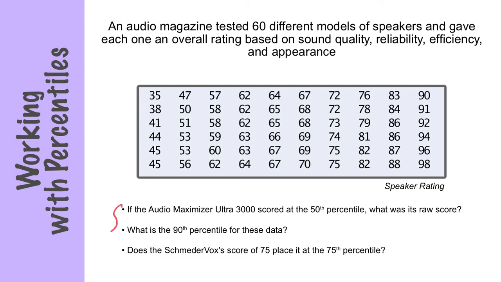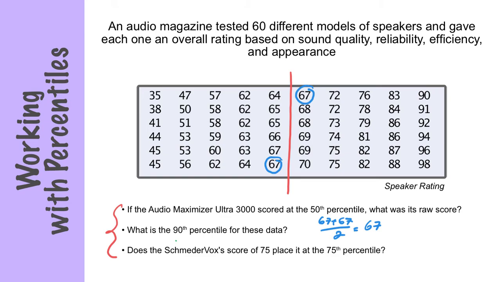And we have 3 questions we can now answer. If the Audio Maximizer Ultra 3000 scored at the 50th percentile, what was its raw score? So we have 60 pieces of data. Draw a line down the middle. That gives us 30 on each side. So 50% would be these 2 pieces of data added up together and divided by 2. So for the Audio Maxer, simply add them together, and you know that it's 67. So the raw score at the 50th percentile is 67.